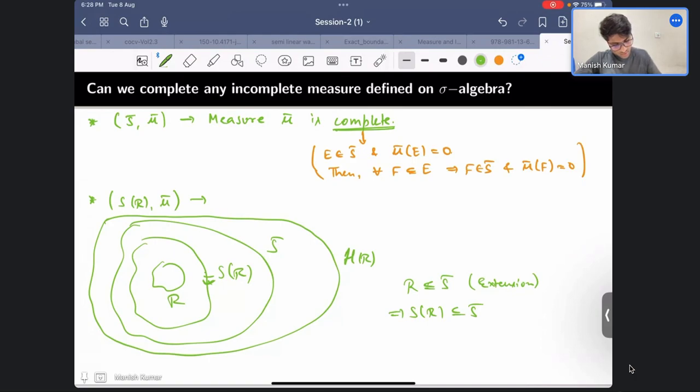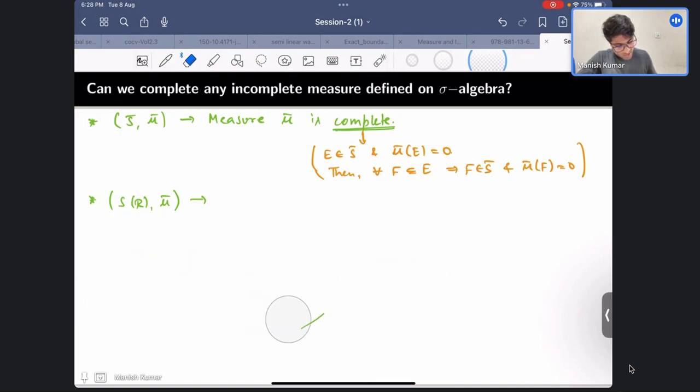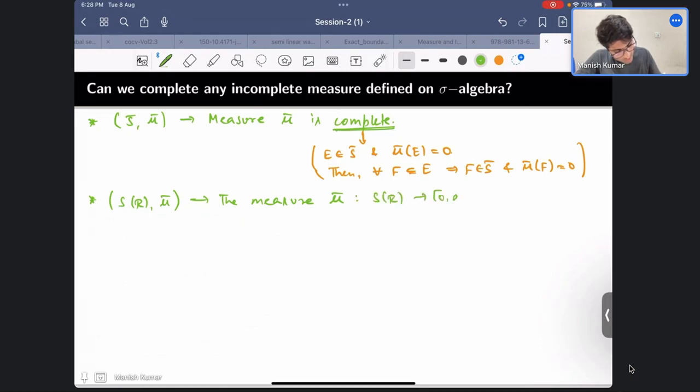Okay. So this was the diagram. Now if I restrict the outer measure mu star on S of R, this is also a measure. Okay. So now the measure mu bar on this domain is not complete. This is what you have seen, that this is not complete.